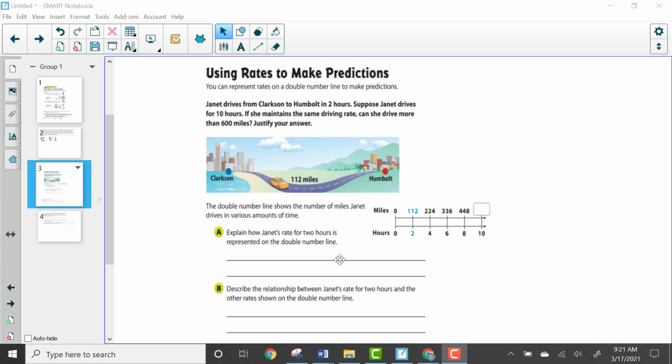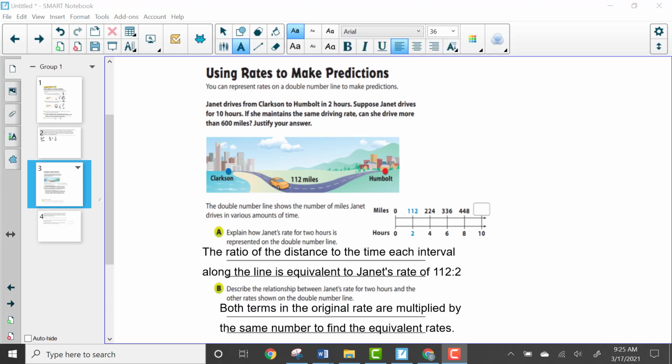So what we see here on page 163, it says Janet drives from Clarkson to Humboldt in 2 hours. And it says, suppose Janet drives for 10 hours. If she maintains the same driving rate, can she drive more than 600 miles? And you need to justify your answer. So what we see here is we have a double number line that shows the number of miles Janet drives in various amounts of time. And what they're saying is explain how Janet's rate for 2 hours is represented on the double number line.